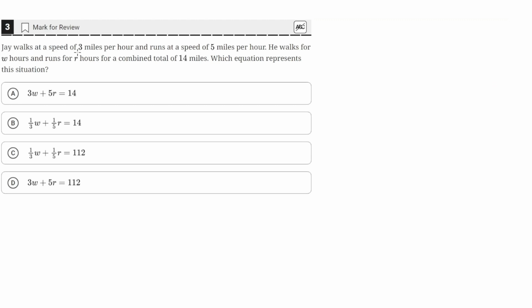Jay walks at a speed of 3 miles per hour and runs at a speed of 5 miles per hour. He walks for W hours and runs for R hours, for a combined total of 14 miles. Which equation represents this situation? So distance is equal to the velocity times the time. So in this case, Jay walks at a speed of 3 miles per hour for W hours.